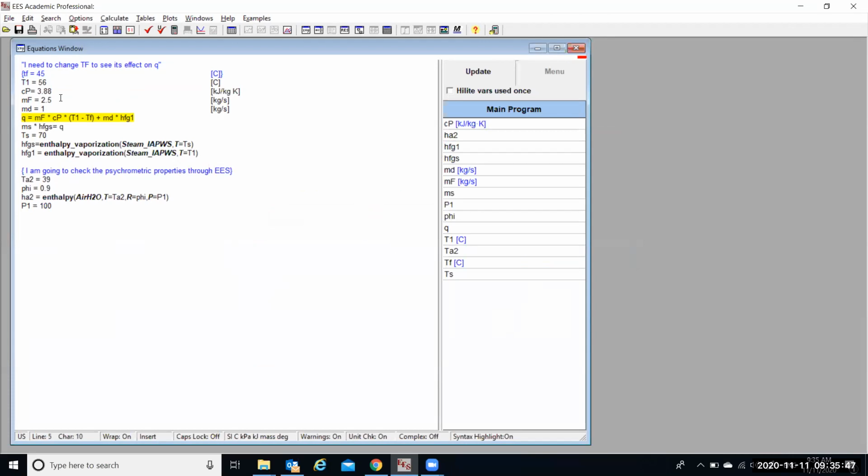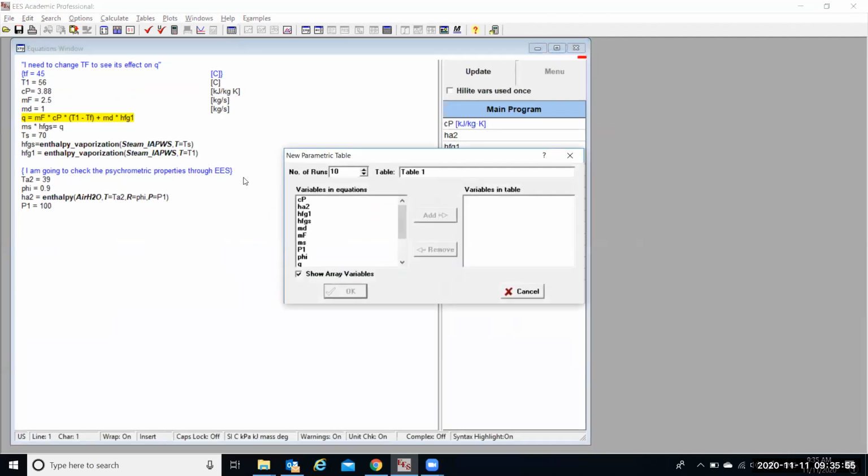But what I'm going to do here is go to this and say that I'm starting a new parametric table. In this parametric table, I'm changing the value of TF, which is this, and I want to see the effect of changing TF on Q.